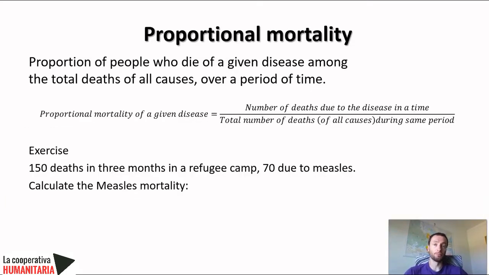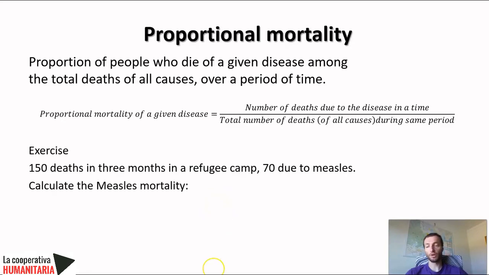Last indicator, proportional mortality. Proportional mortality is calculated by dividing the number of deaths due to a disease by the total number of deaths in a period of time. So we want to know the percentage of deaths due to measles out of all the deaths, for example. It gives you the main cause of mortality for the population. So an exercise: 150 deaths in 3 months in a refugee camp. 70 were due to measles. What is the proportional mortality of measles? Can you calculate it, please?